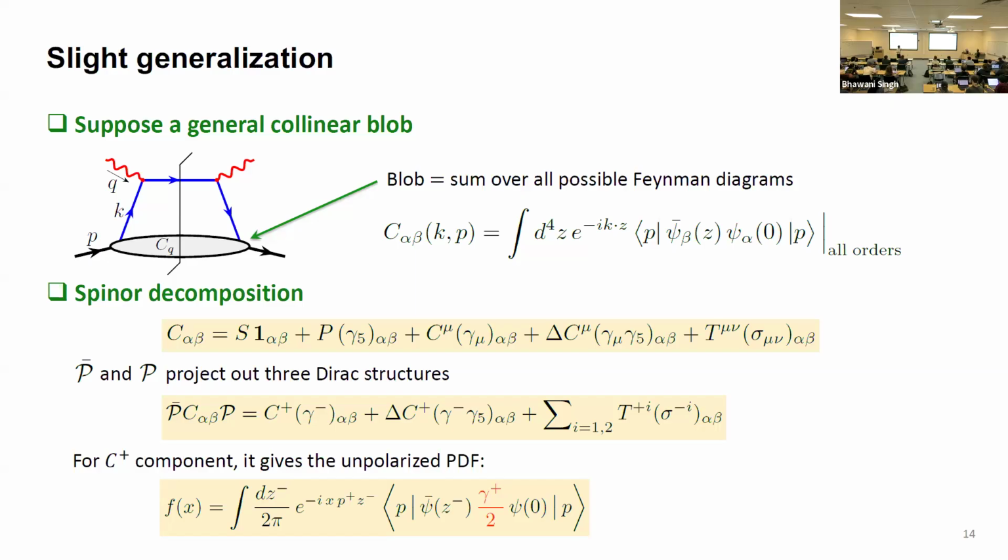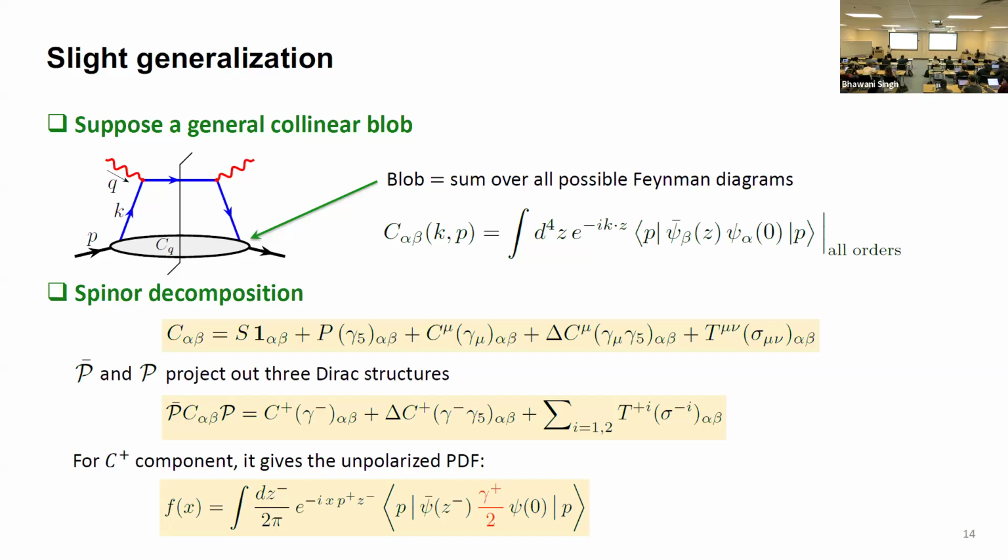The first is given by gamma minus from this term. The second is gamma minus gamma 5 from this term. And third is sigma minus i from this term. So these are actually 4 because the last one contains 2. i can be either 1 or 2. But in the unpolarized case, if the incoming particle is unpolarized, only the first term survives, and the second and the last terms will give you the polarized parton distribution functions.